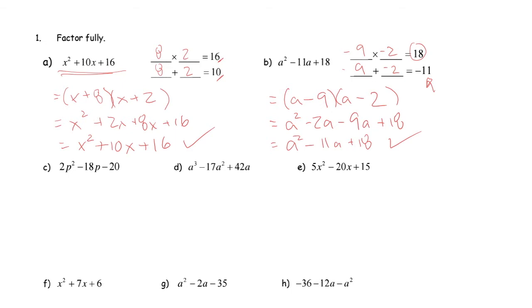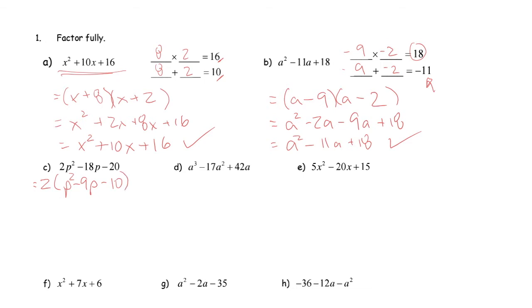Okay, so now let's take a look at some of these other problems where we're not given as much of a lead in here. Now, first of all, take a look at this one. And before I do anything with C here, notice that there's a common factor of 2 in each of those coefficients here. So I can factor that out. And that will get me p squared minus 9p minus 10.